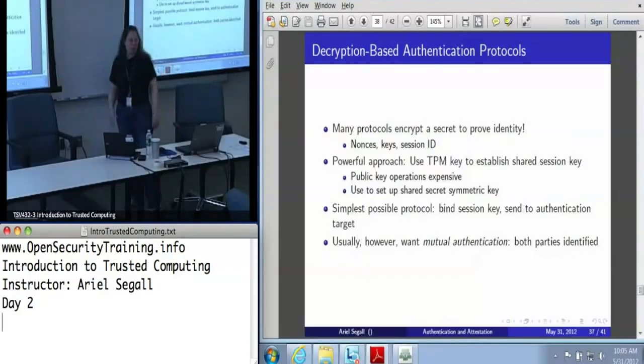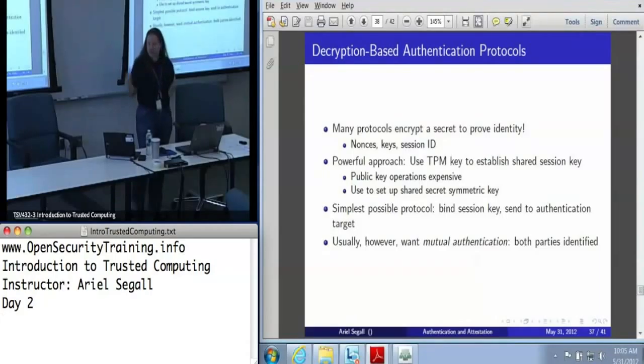Many protocols use decryption by including a secret as part of the protocol. And this secret is not always something like a key. Sometimes it's just, I've generated a random nonce, I encrypt the random nonce to the target, and anybody who returns a quote with that nonce in it, I know that that nonce went through the target machine. So the secret doesn't have to be long-term. It could even be a session identifier as long as the session identifier is not predictable.